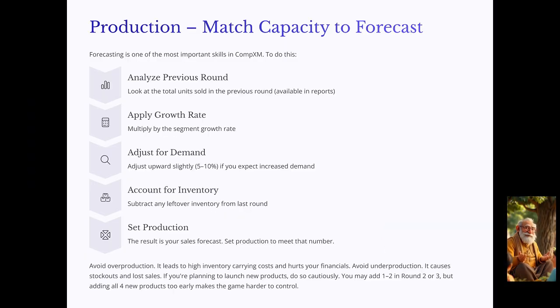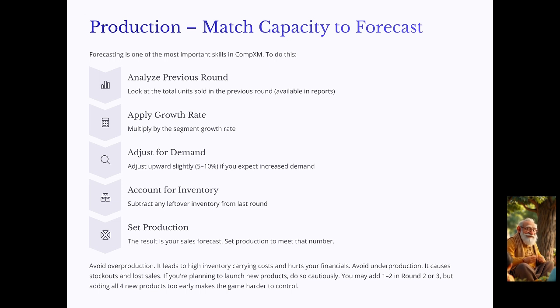Step 4. Production. Match capacity to forecast. Forecasting is one of the most important skills in CompXM. To do this, 1. Look at the total units sold in the previous round, available in reports. 2. Multiply by the segment growth rate. 3. Adjust upward slightly, 5 to 10%, if you expect increased demand. 4. Subtract any leftover inventory from last round. 5. The result is your sales forecast. 6. Set production to meet that number.